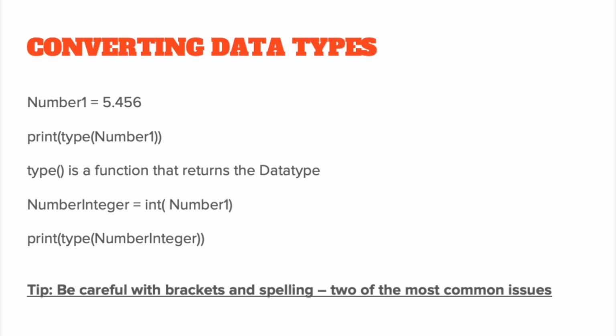Now be careful with brackets and spelling, please, because these are the two common mistakes that most students make while programming. It leads to a lot of errors which can easily be fixed. So please make sure that you are constantly checking that your variable names are consistent and your brackets are closed.